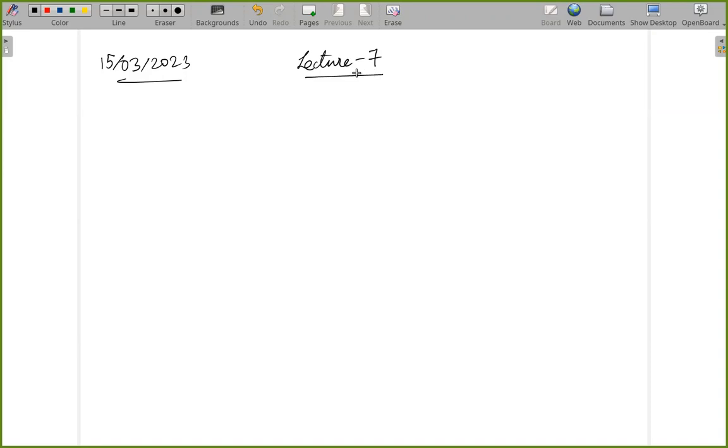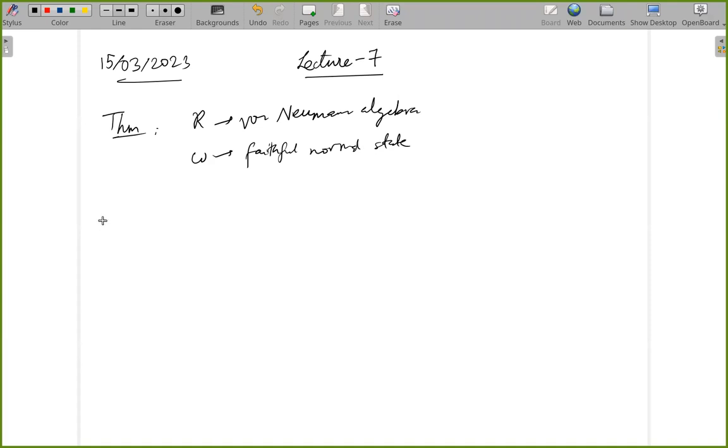Okay. Yeah, so what we are trying to prove is that there is this intimate connection between the modular condition and the modular automorphism group. And this is the theorem we were trying to prove, that if we have this von Neumann algebra R, and you have omega, a faithful normal state, then there is a unique one parameter group, meaning strongly continuous one parameter automorphism group.